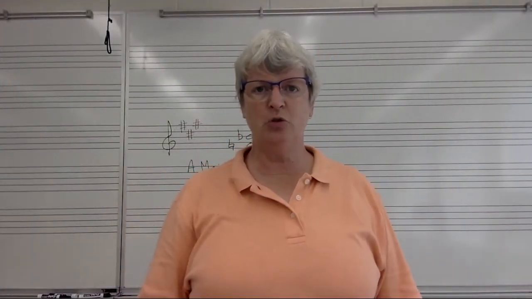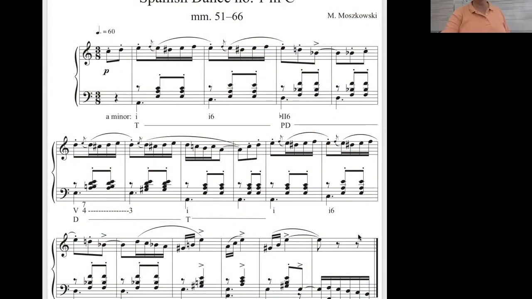I'd like to play you a short musical example next. This is a section from Spanish Dance No. 1 by Moritz Moszkowski. And let me just show you what you're going to hear. This is a very simple example where you have two measures of tonic, two measures of a predominant, which happens to be flat 2/6, going to two measures of dominant, and then two measures of tonic.